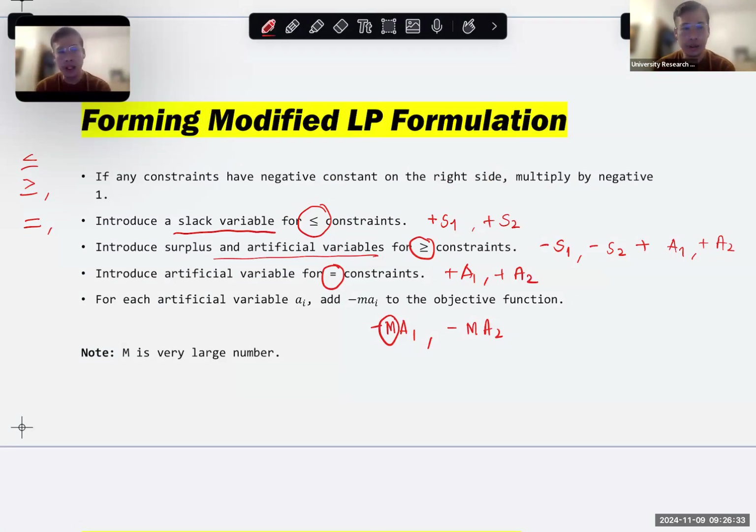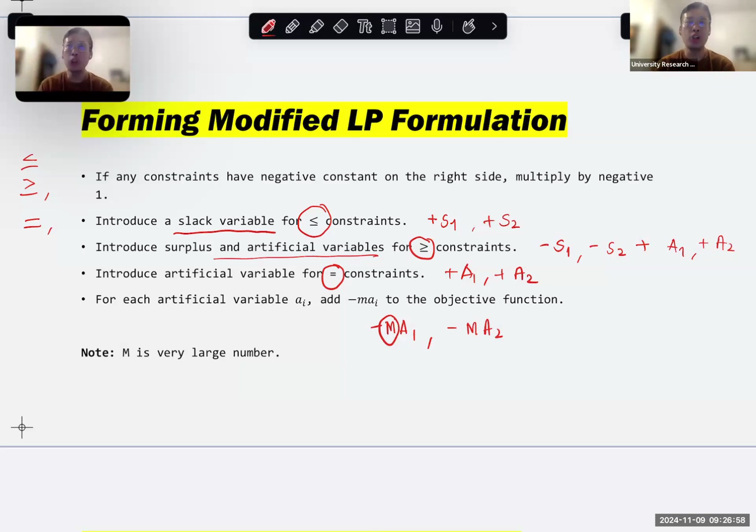And then the next one: for every less than or equal to constraint, we simply add slack variables. For every greater than or equal to constraint, we introduce artificial variables as well as surplus variables. So we subtract surplus variables and then we add artificial variables.